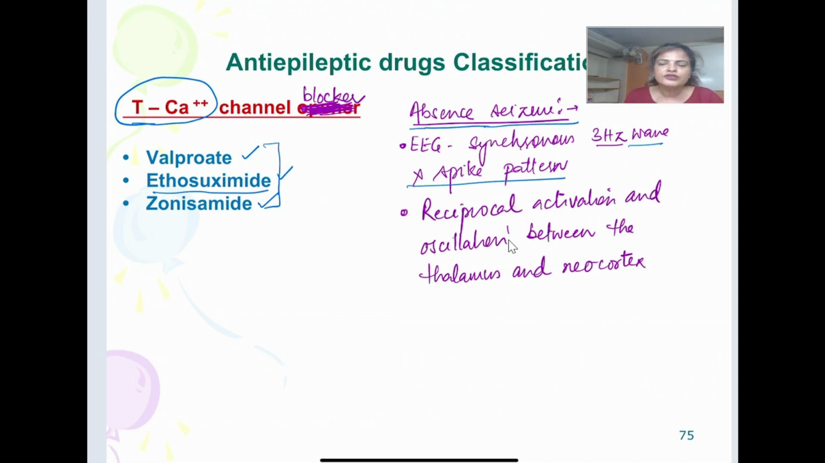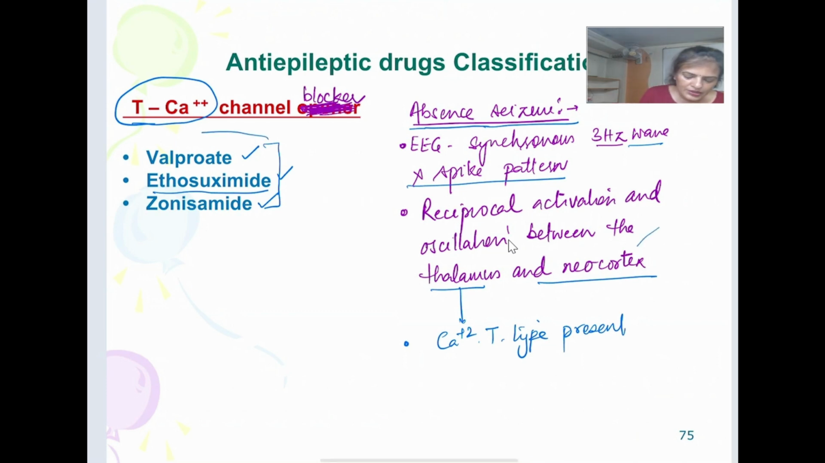and oscillation between the thalamus and neocortex. So thalamocortical neurons are involved here, and in the thalamus the main channel present is a calcium channel of T type. Now these drugs act by blocking this T type of calcium channel.